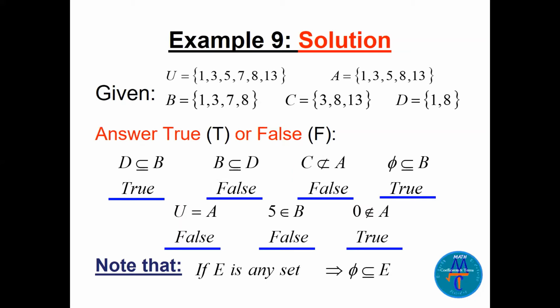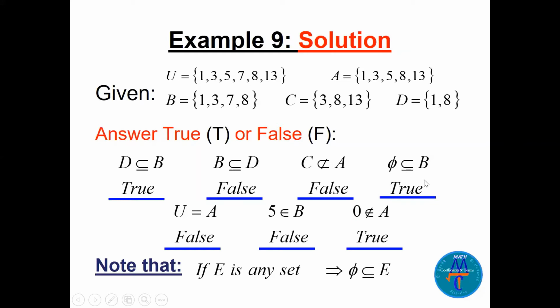Now, this is a little tricky. C is not a subset of A. Look at C: 3, 8, 13. A: 1, 3, 5, 8, 13. C is a subset of A. So when I write in the question here, C is not a subset of A, that's false.